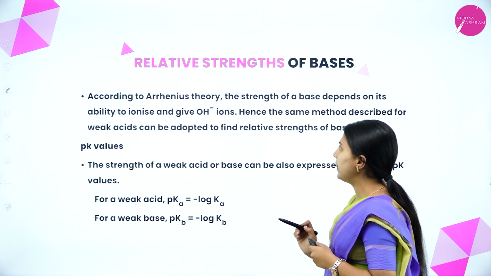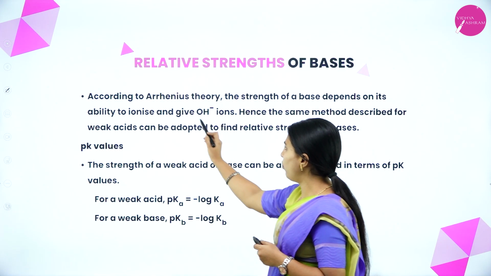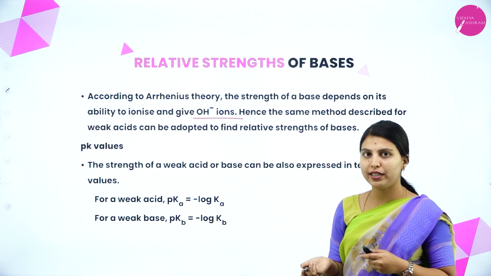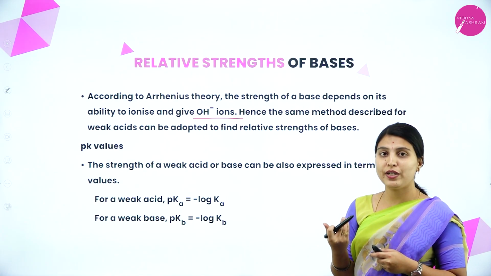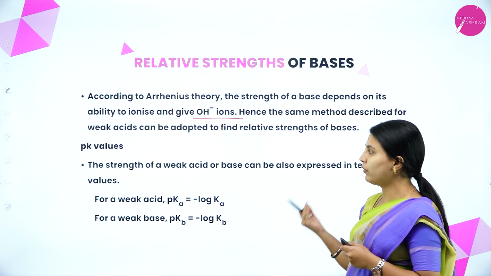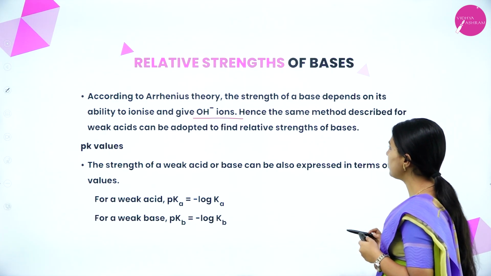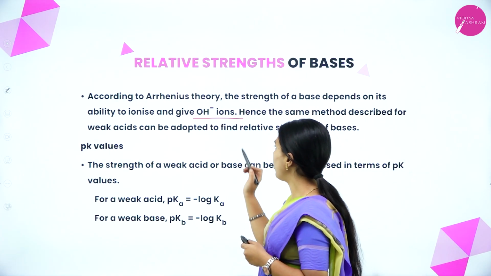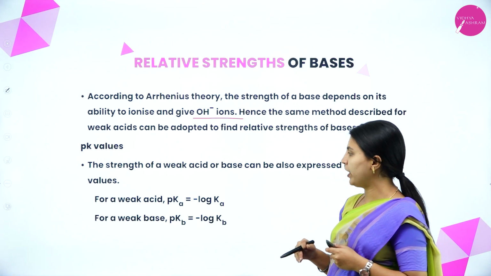According to Arrhenius' theory, the strength of a base depends on its ability to ionize and give OH minus ions. According to Arrhenius' concept, the solution which will liberate more OH minus ions will be considered a strong base. Hence, the same method described for weak acids can be adopted to find the relative strength of bases. Same values we have taken.